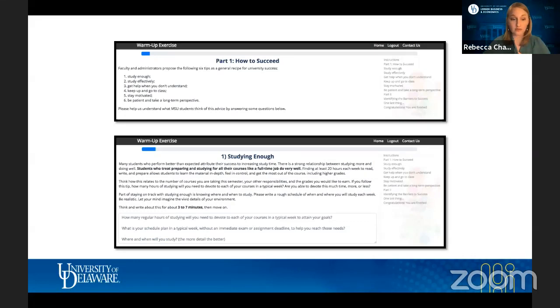Then we asked students to either think and write about the prompt, as we had them do here, for about 3 to 7 minutes and then move on. Or we had them do a series of Likert items. Do they agree, disagree? For some of the time management aspects, we had them maybe organize what they thought would be appropriate with time. It depended on the individual question.